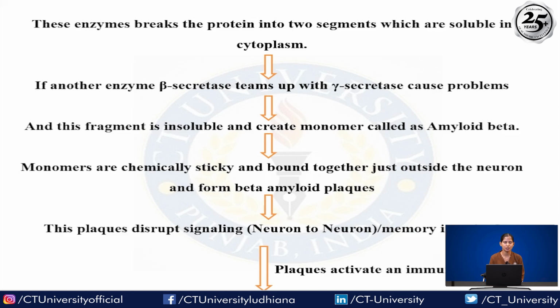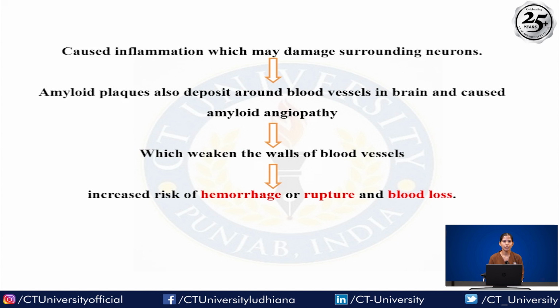Same in this system: in the alpha and gamma secretase phenomena, there is attachment of another enzyme, the beta secretase enzyme, and that beta secretase deposits outside the neuron, which will cause problems. After the deposition of a plaque, there is an activation of the immune response. Once the immune response activates, that will cause inflammation, which may damage the surrounding neurons, and the amyloid plaques are deposited around the blood vessels in the brain and cause amyloid angiopathy.